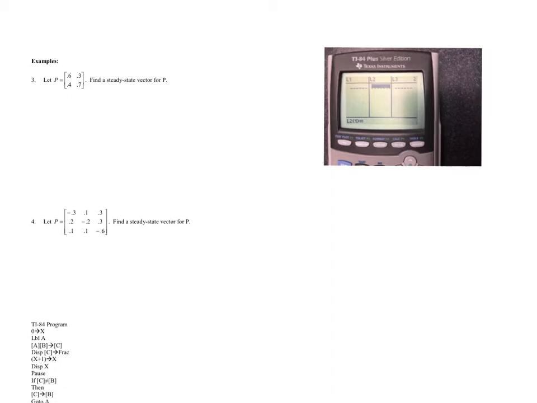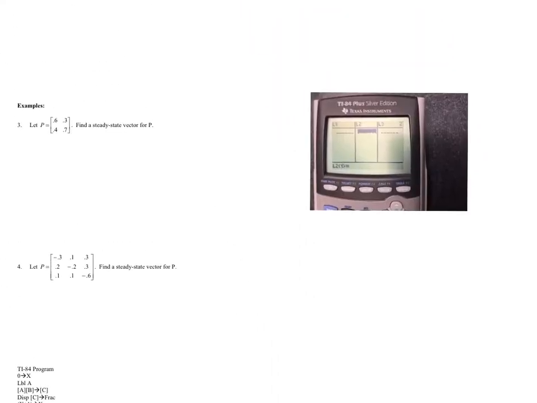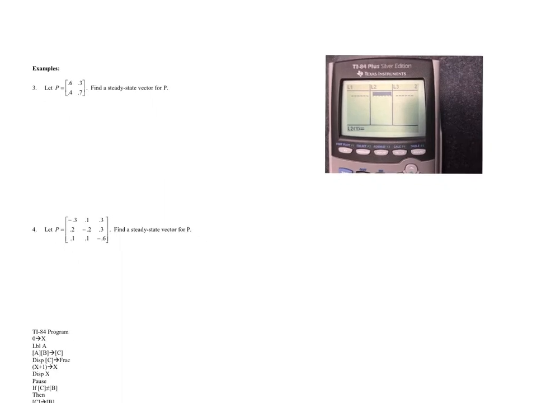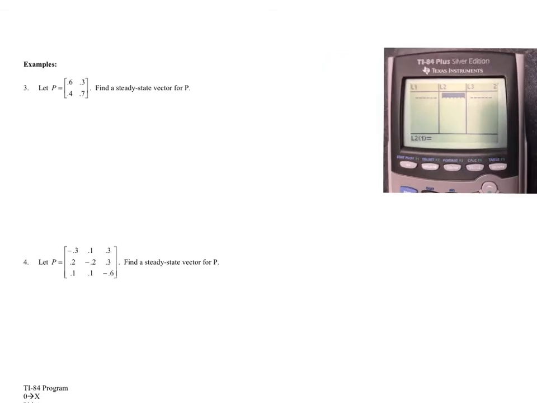Oh, sorry, page 87. 87, yeah. Steady state vector for P. I can use my app here for this, because I took the time to put the program in.